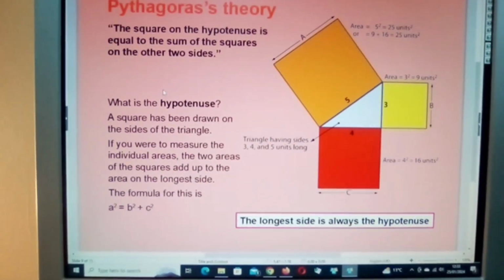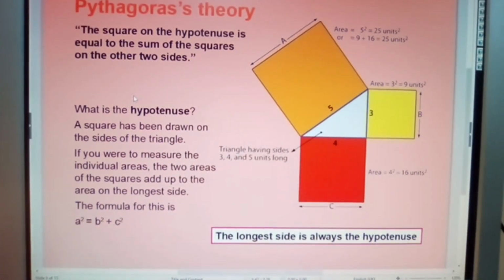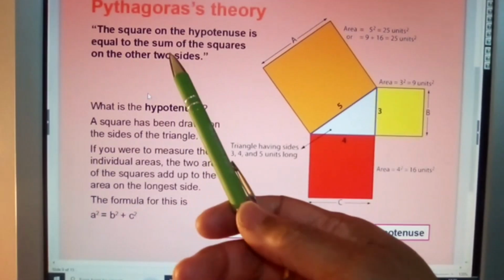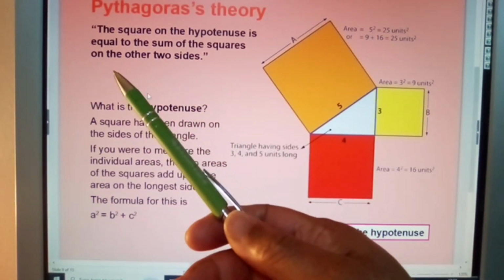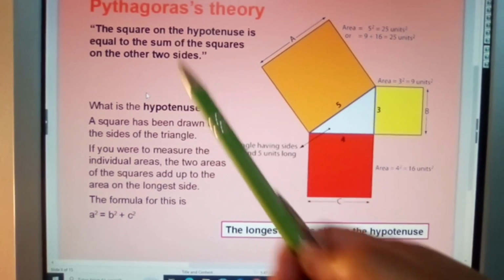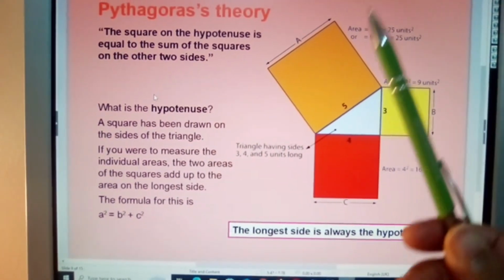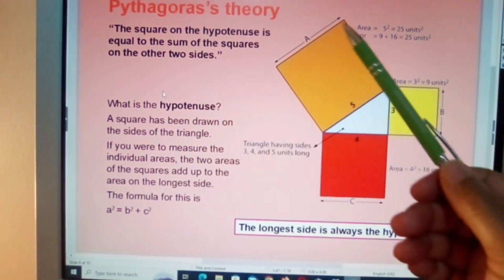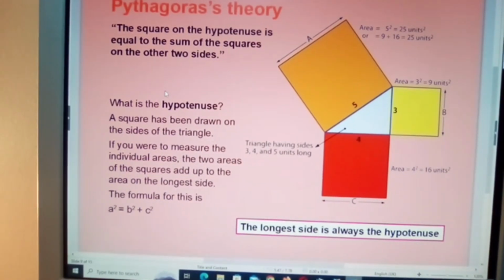Here we're looking at Pythagoras theorem. The square on the hypotenuse is equal to the sum of the squares on the other two sides. So what we're saying is that the square on the hypotenuse, this whole area here, is equal to this and this area added together.